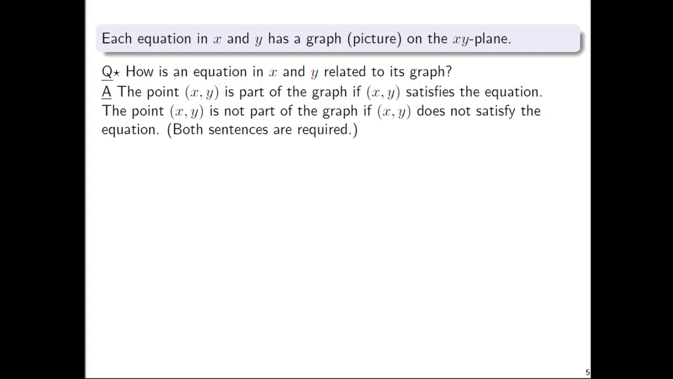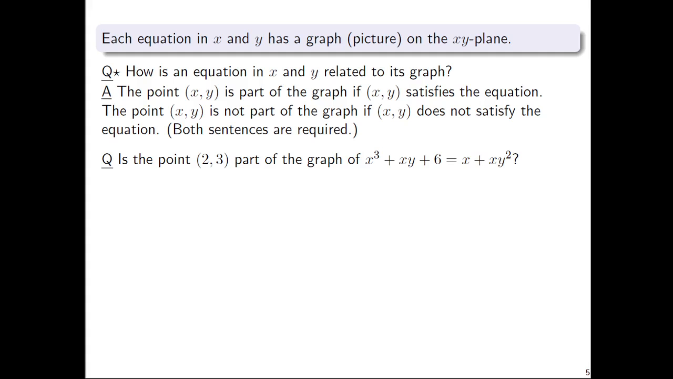I want you to make sure that the text in the blue box at the top, which says each equation in two variables x and y, those kinds of equations, they always have a graph. There's a picture. So the question really is, how is the picture and the equation related to each other? That is answered by the two sentences of this answer. And actually understanding what this means is really important. So to really dig into what this Q&A is really saying, let's look at this.